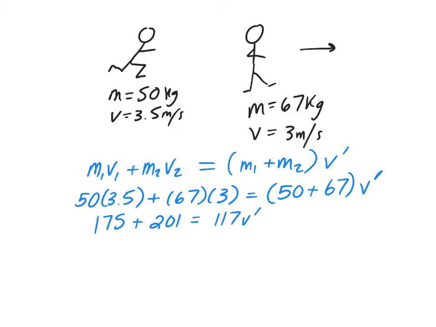afterward. And so now we can do 175 plus 201, 376 equals 117 times v. Afterward, you're going to have to divide by 117. And we get a new velocity. You guys are kind of flying off together, 3.2 meters per second. And that's our answer.